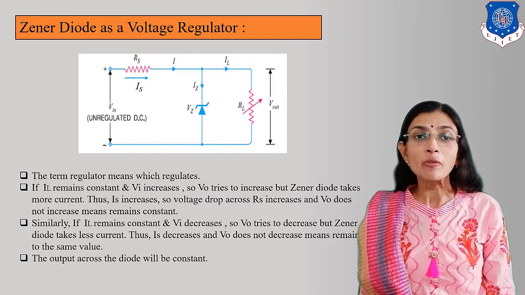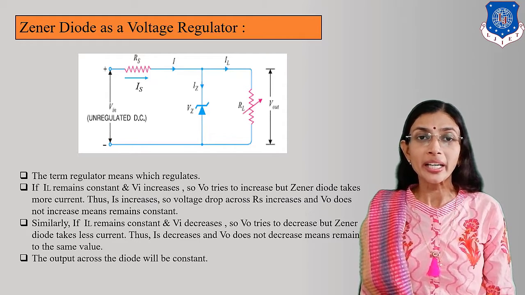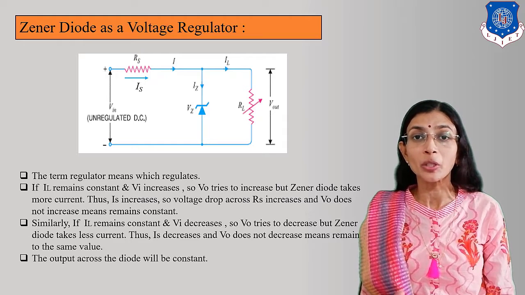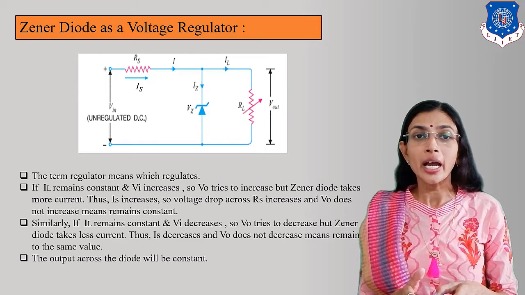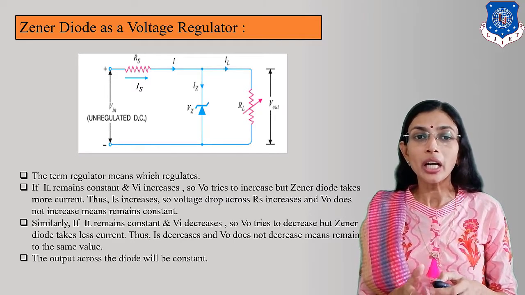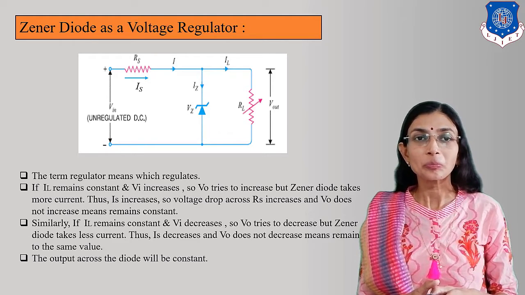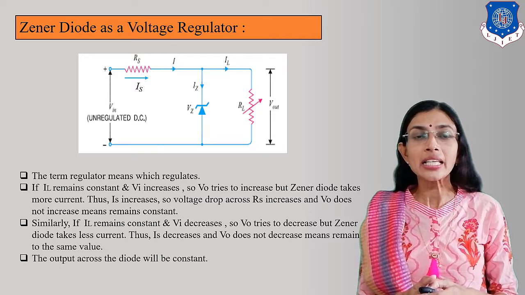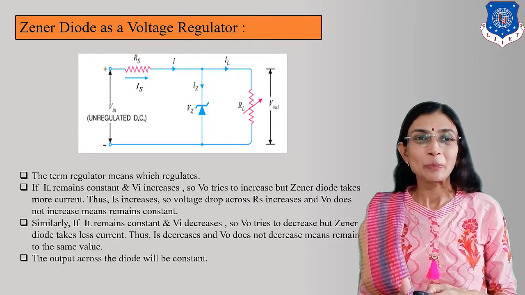In short, I want to explain that even though input or load rises, the output voltage VO remains constant because Zener diode compensates. Thus, the output across the diode will be a constant value. Finally, the Zener diode can be used as a voltage regulator.